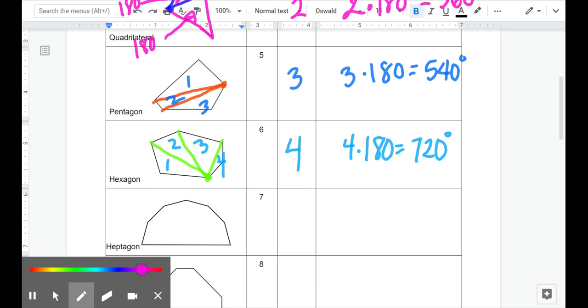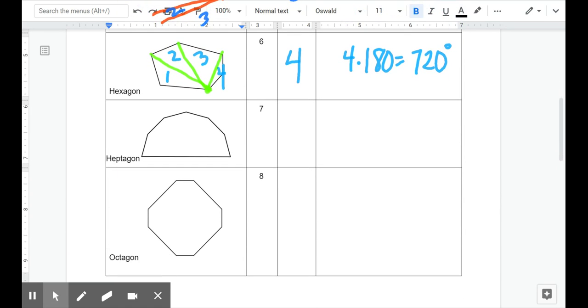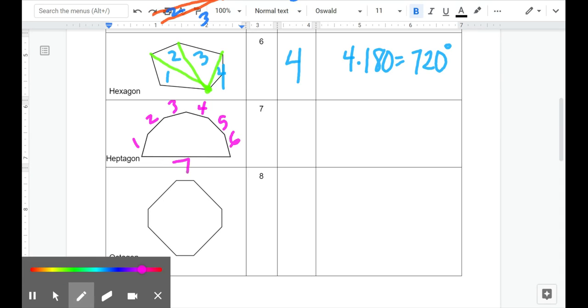For the next one, this is a heptagon. A heptagon has 7 sides. I'll show you where they are, because this doesn't look like a normal heptagon, but it is: 1, 2, 3, 4, 5, 6, and this really long side is 7. So this is a 7-sided figure. Now let's take a look at how many triangles we can draw. I'm going to pick any vertex, and go to another vertex: 1, 2, 3, 4. That's it. I can't do any more.